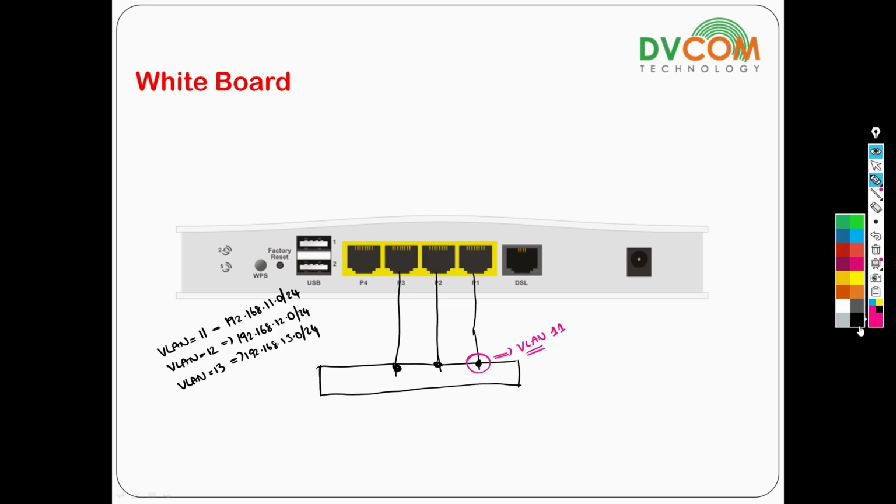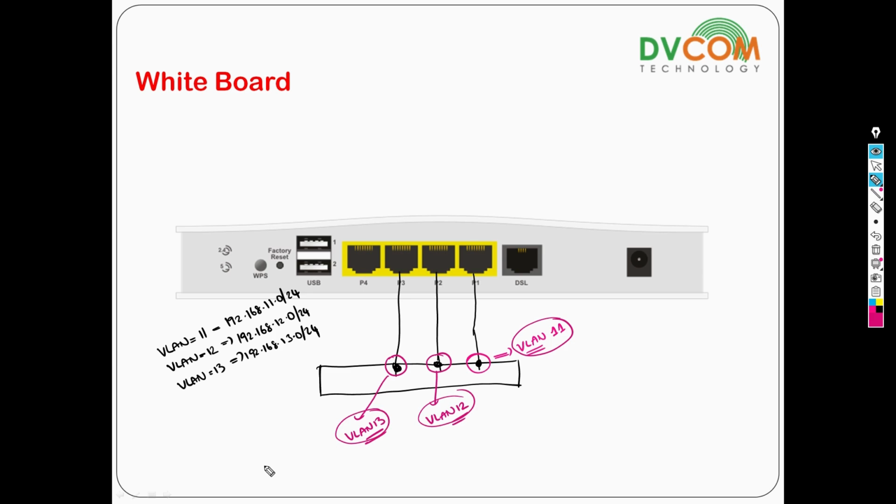Now in my another router, another port, which means port number 2, you can keep it into VLAN number 12. And the third port you can keep it into VLAN number 13. So each port, you are keeping into 3 different VLANs. Here port number 1 is going to serve the purpose for your VLAN number 11, port number 2 for VLAN number 12, and port number 3 for VLAN number 13.